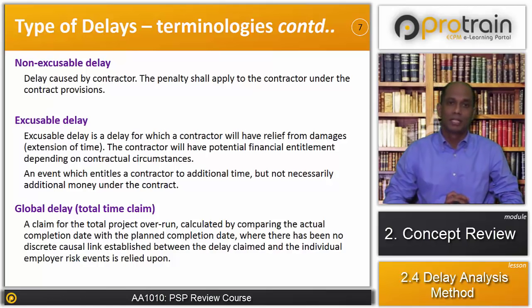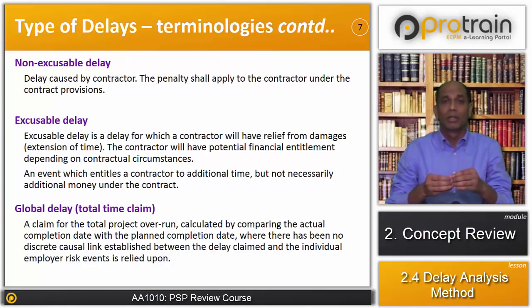And then we have the other delay type, which is excusable delay. Excusable delay is a delay for which a contractor will have relief from damages. In non-excusable delay, the contractor is applied a liquidated damage. However, in excusable delay, a contractor will have relief from the damages. Now, when we talk about excusable delay, the contractor will not be applied any damages, and the extension of time to the project can be granted.